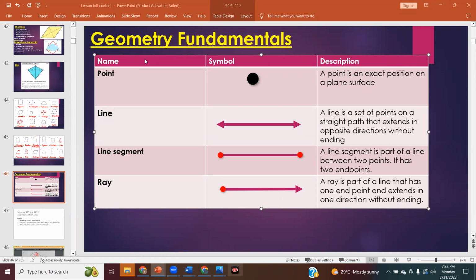Are we done with the slide? Can I move it? Yes, sir. No, sir, someone is still writing.